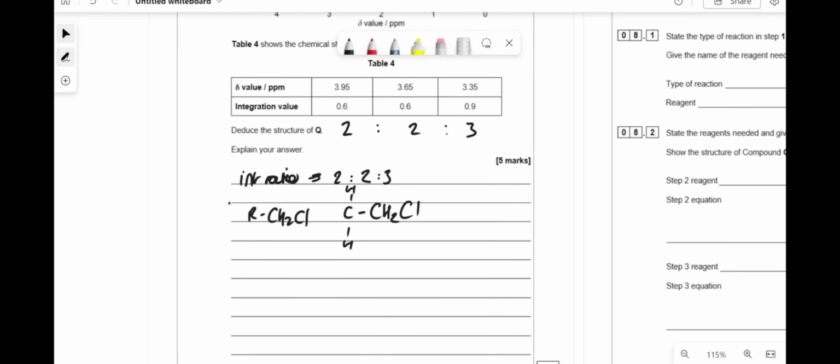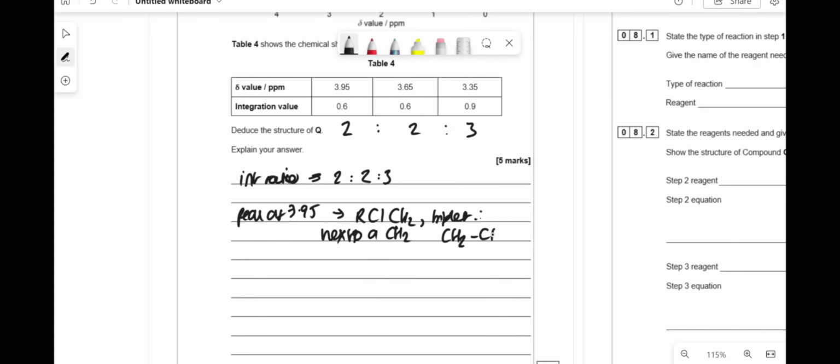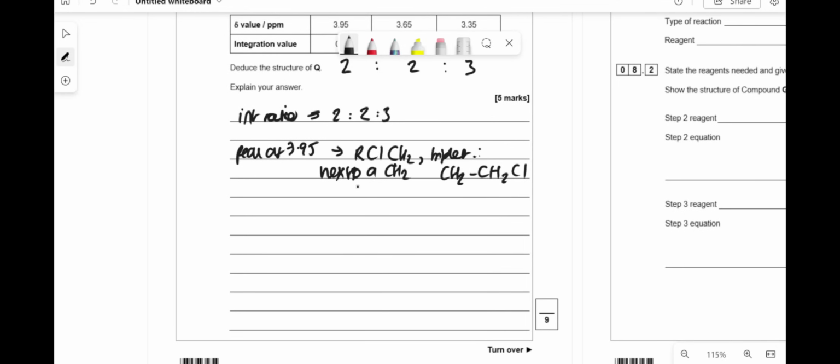So we've got piece 1. So what you would write down is: peak at 3.95 is RCl, CH2 or CH2Cl, and it is a triplet, therefore next to a CH2. And then you would sketch what the little piece would be. So CH2, Cl, CH2. I should actually do CH2Cl like that. So that's the piece there. And if you do that, you can secure most of the marks. As well as that, integration ratio 2, therefore 2 H's on there. So that gives you that. You doing that gets most of the marks.